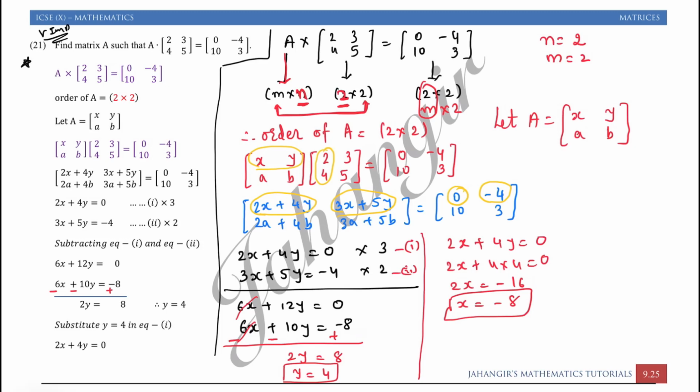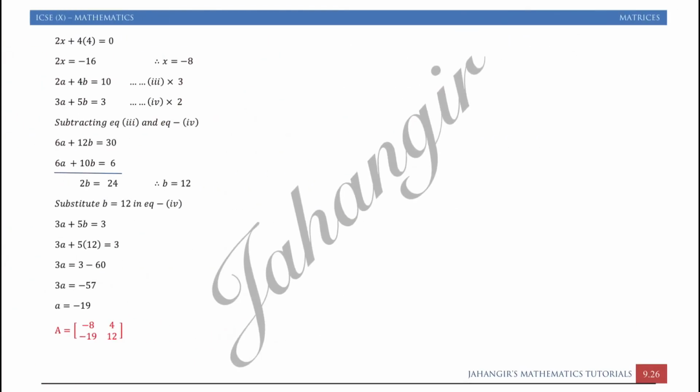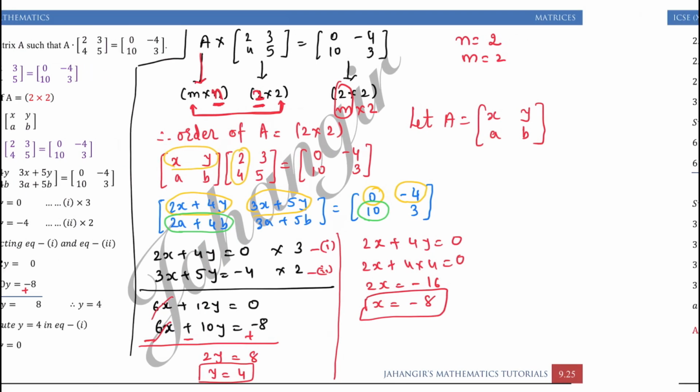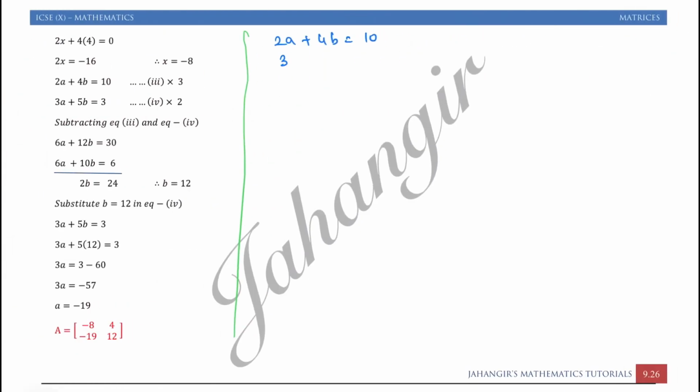Now let's equate another two equations that I will write on the next page. 2a plus 4b equal to 10. 3a plus 5b equal to 3. So let us write 2a plus 4b equal to 10, and the next equation was 3a plus 5b equal to 3. This is my third equation. This is my fourth equation.